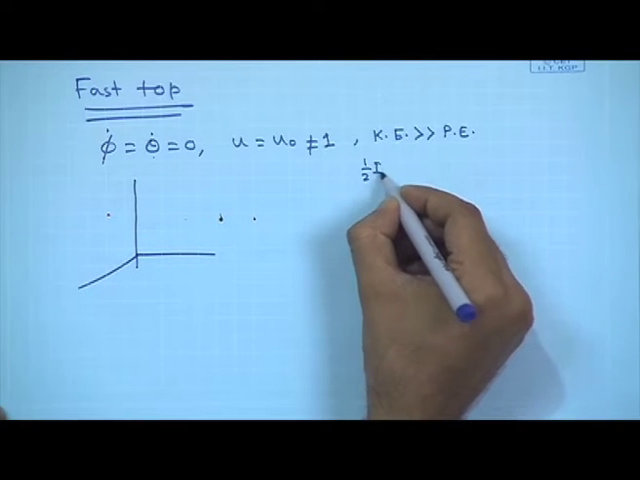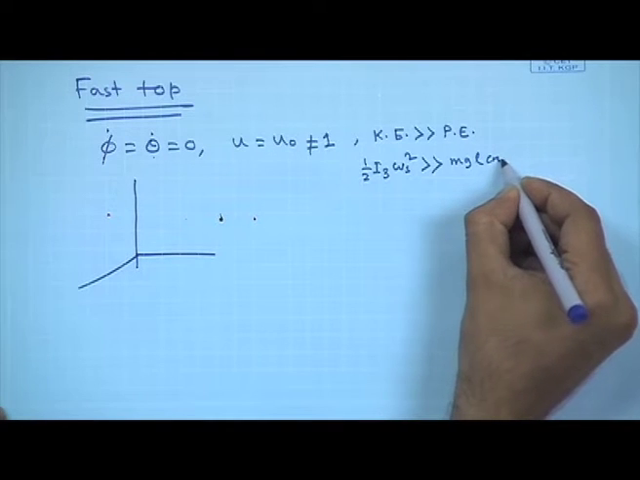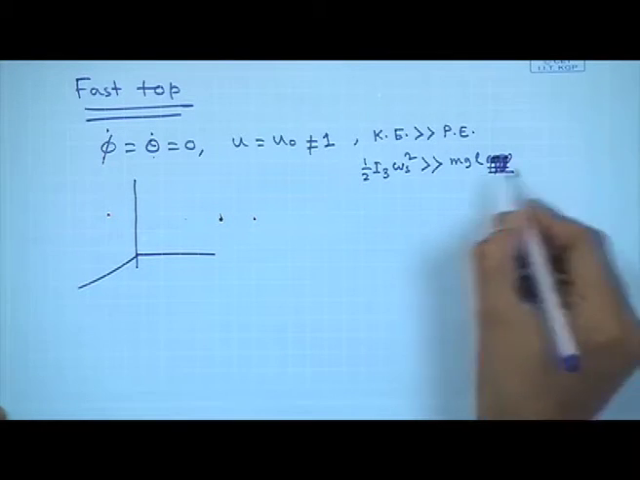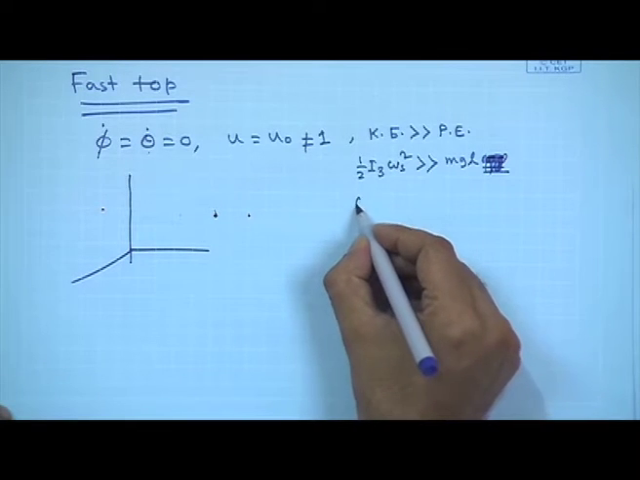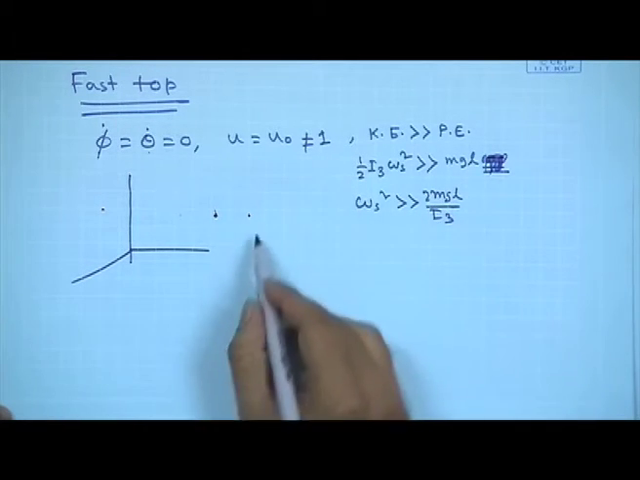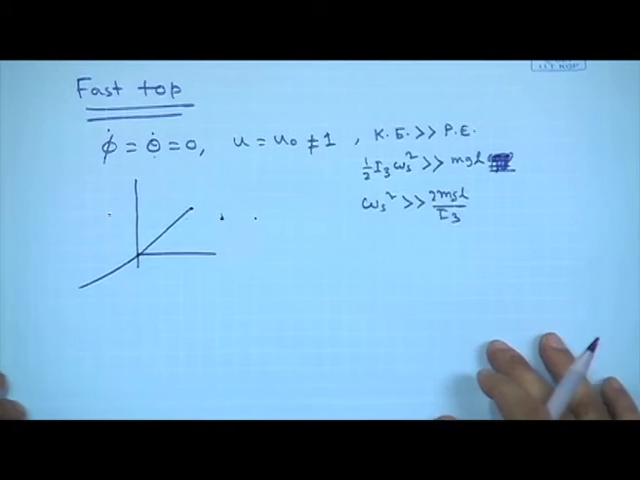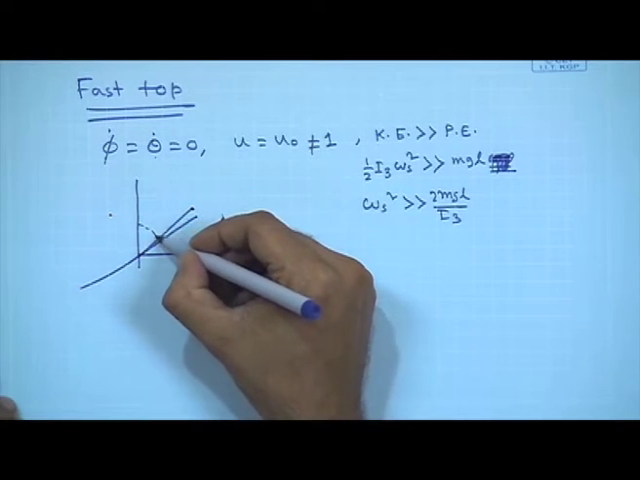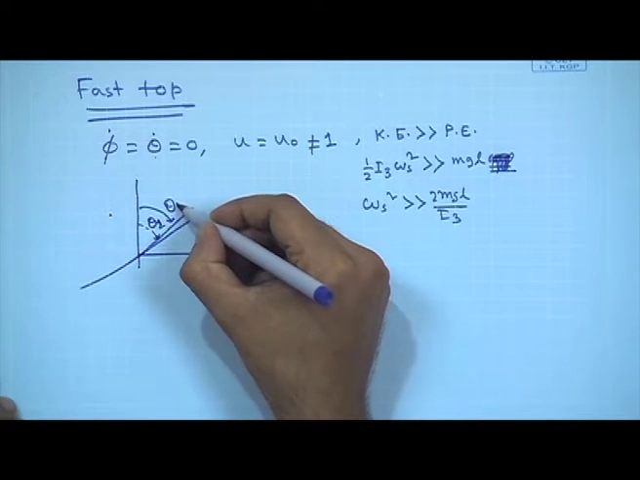So, half I3 omega s square has to be much greater than mgl cos theta, and we can just avoid the cos theta for now, because it varies between 0 and 1 anyway, it is not a large number. So, this condition will give you omega s square much greater than 2 mgl by I3. If this condition is met, it can be shown easily with some simple calculation, just take any standard textbook and follow the derivation, that the limits of precession or limits of nutation motion are given by theta 2 and theta 1.